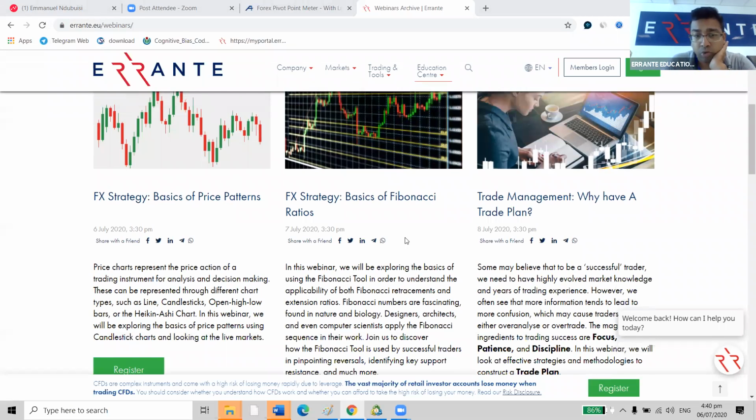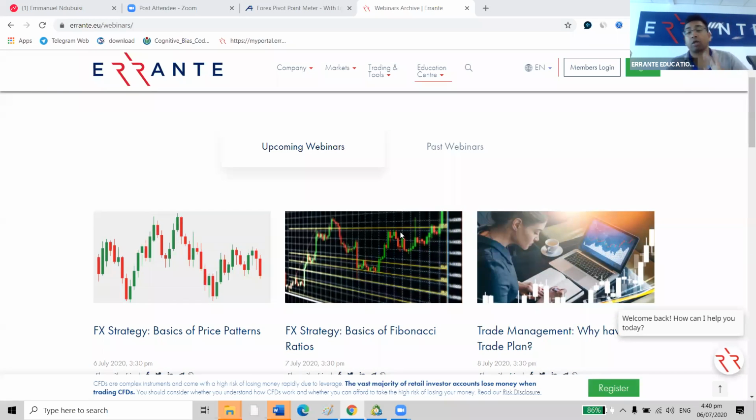So for tomorrow, we are at 7th of July, which is the basics of Fibonacci. It was quite good that we looked into the price pattern A, B, C, D, because there are ways to actually pull your Fibonacci ratio tool, whether it's Fibonacci retracement or Fibonacci extension. I will explain to you tomorrow. So tomorrow's topic is very much to do with Fibonacci.